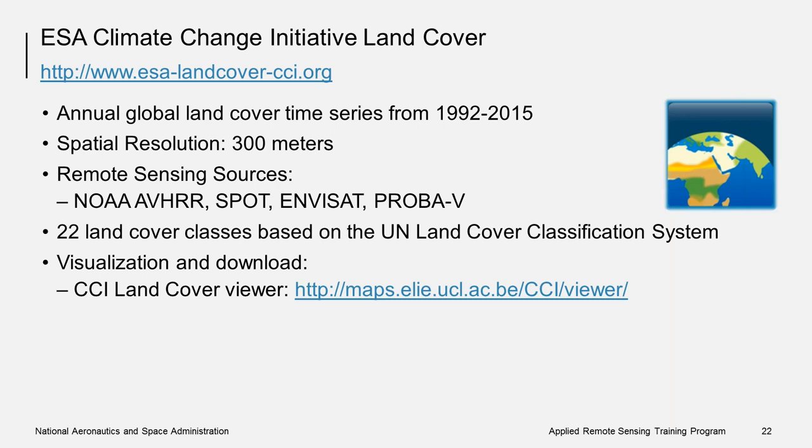Through its Climate Change Initiative, the European Space Agency produces annual global land cover time series data from 1992 to 2015 at a spatial resolution of 300 meters. The effort was supported by processing data from different satellite missions, including NOAA AVHRR, SPOT, ENVISAT, and PROBA-V. The data include 22 land cover classes based on the UN land cover classification system. You can visualize and download these data using the CCI land cover viewer.